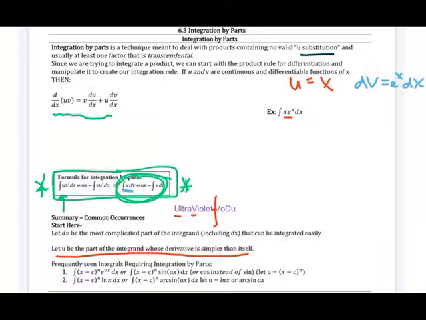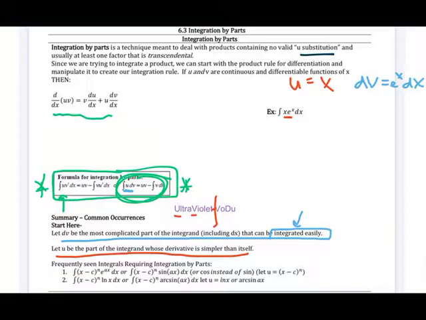Something important to note, dv needs to be the most complicated part of the integral, including dx, that can easily be integrated. You must be able to integrate the thing that you are defining as dv. If you can't integrate it, it can't be dv. So the very first thing you're going to do is identify u, and identify dv.